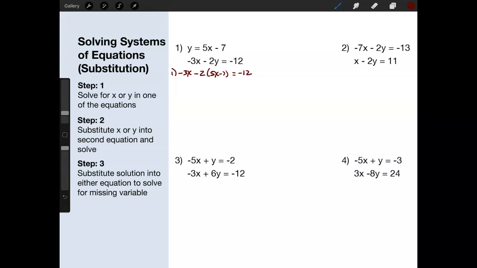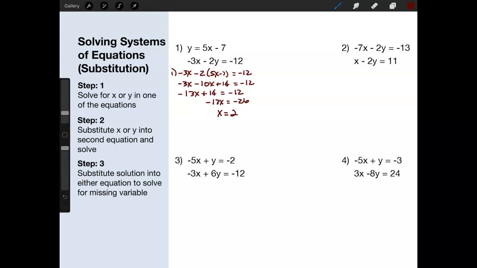Now we use the distributive property, and we have negative 3x. We distribute the negative 2. Negative 2 times 5x is negative 10x. Negative 2 times negative 7 is positive 14, still equal to negative 12. We combine like terms. Negative 3x minus 10x is negative 13x, plus 14 is equal to negative 12. We now subtract 14 from both sides. We have negative 13x is equal to negative 26. We divide both sides by negative 13, and we have x is equal to 2.